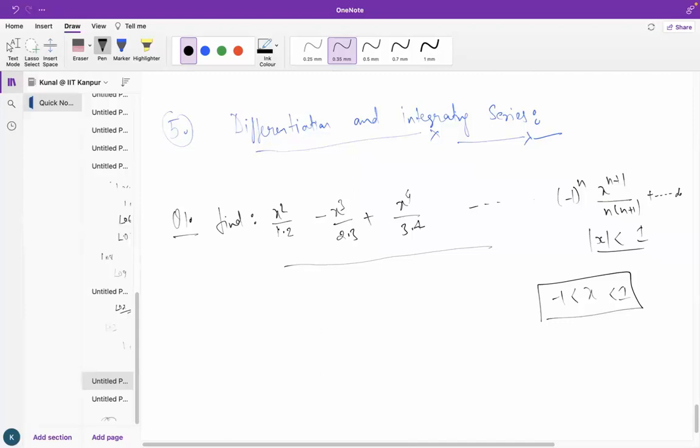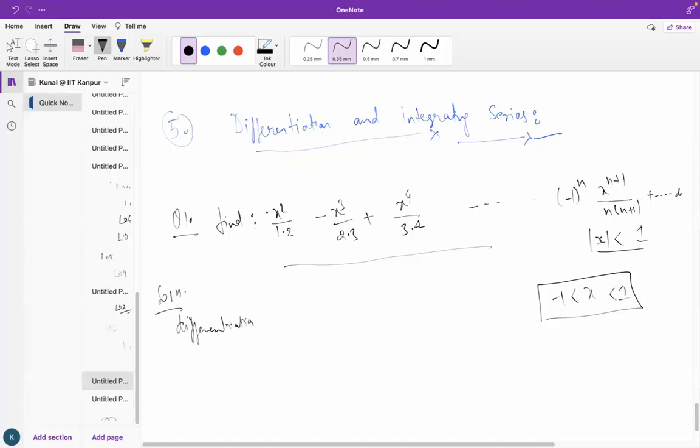So the series looks like x square by 1 into 2 minus x cube by 2 into 3 plus x to the power 4 by 3 into 4, something. And our x varies from -1 to 1. So what we have to do here? We are actually not going to use only integration here. We have to differentiate it. So try to differentiate this. Let me solve it.